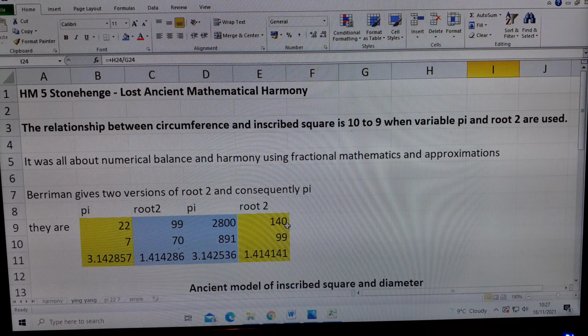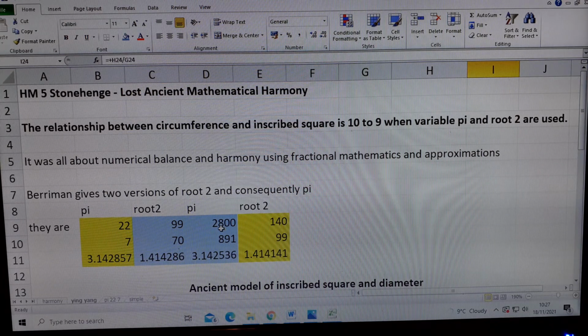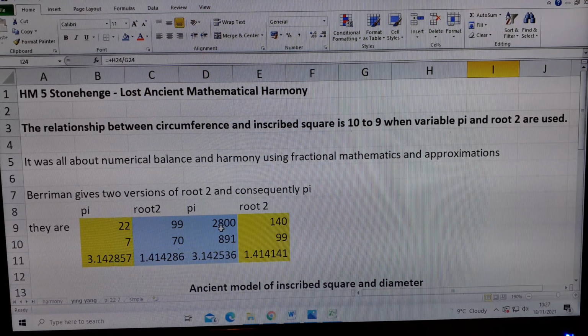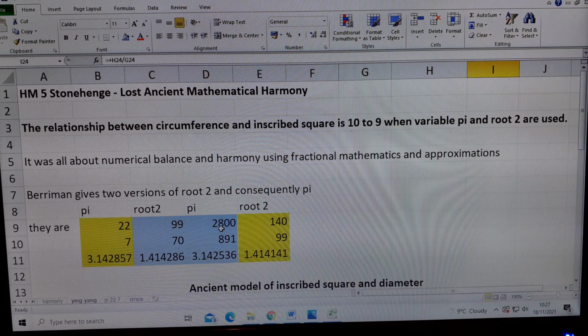But when we use these versions in the circle, we find that we have to use this one, pi, with this version of root 2. These two yellow ones work together and these two blue ones work together. And they produce the same result. And they prove, when we use them, in both instances that the inscribed square is 9 units and the perimeter is 10.